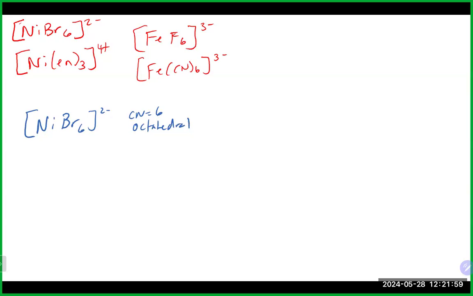So the first thing we want to figure out is what is the charge on our nickel. So we know that Br is -1, and that is a -6. That's a -2 overall, which means my nickel in this case has a +4 charge. So if we look at the periodic table, nickel is number 28, which means if we write the electron configuration for nickel, that is argon 4s2 3d8.